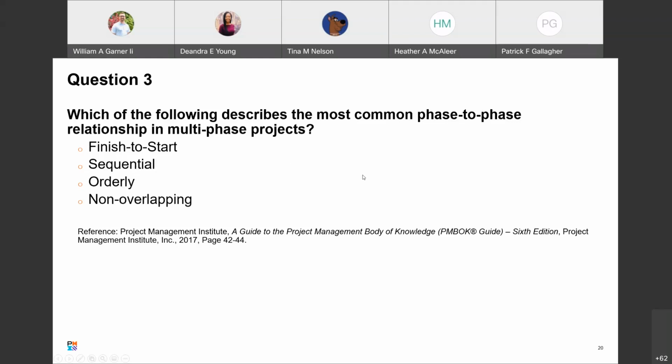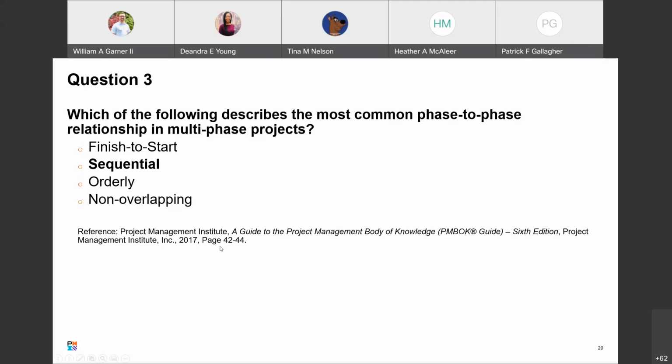So with that, here's your answer. Well, I talked about finish to start just because it was a question that I had in my mind. That's what sequential feels like to me. But in a phase-to-phase relationship, it's sequential. Orderly, we didn't even talk about. Non-overlapping, we didn't talk about. It would be sequential. The other opportunity was overlapping. Sequential and overlapping were the 2 phase-to-phase relationships that we talked about for multi-phase projects.